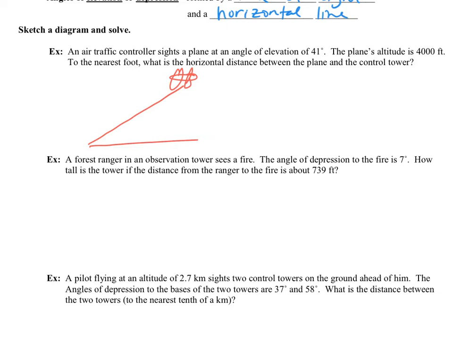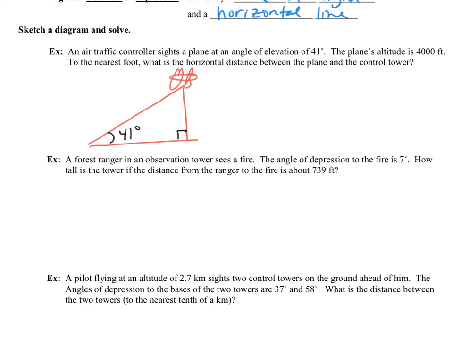Okay, that horizontal line and this line of sight form an angle of elevation, and that angle of elevation, we're told, is 41 degrees. Okay? Now, another piece of information we're given is that the plane's altitude is 4,000 feet. So what we're going to do is from this plane, we are going to drop a perpendicular down to the ground, because remember, the definition of the shortest distance from a point to a line, in this case the plane to the ground, would be the measure of the segment that is perpendicular to the ground.